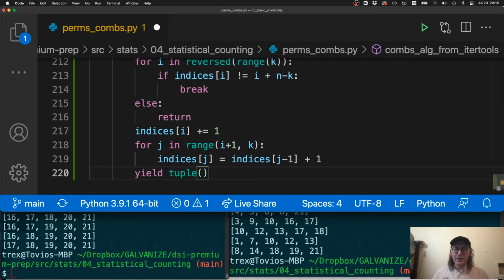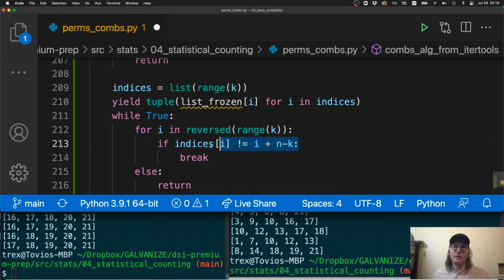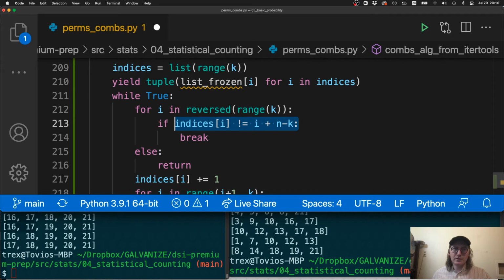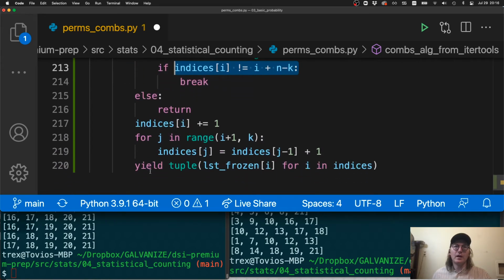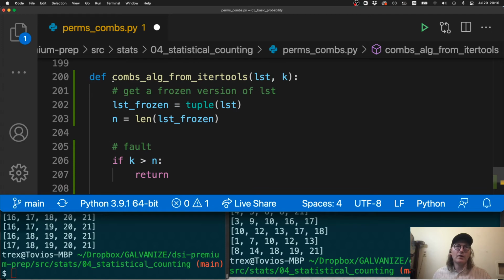Notice I have to cast it. I have to make this a tuple in order to yield. List frozen sub I for I in indices. Okay. All right. So these are all rearrangements happening. And, sorry, not rearrangements. These are all sub-selections that are happening. And one really nice thing about this is we're not going to be skipping much in the way of operations. So let's just try this out.